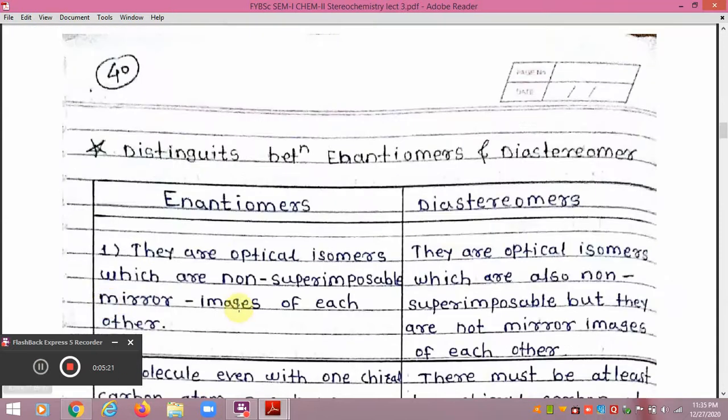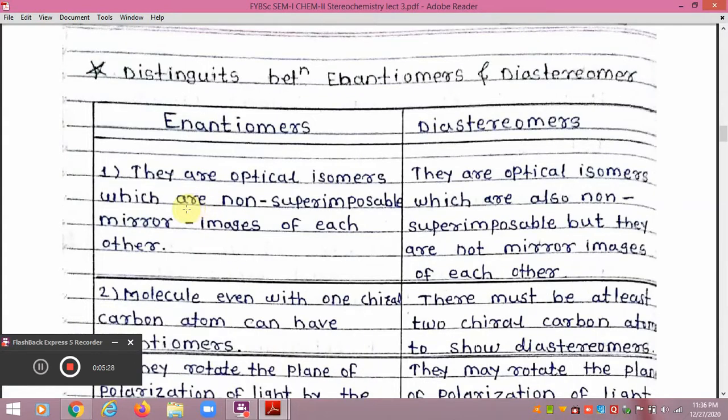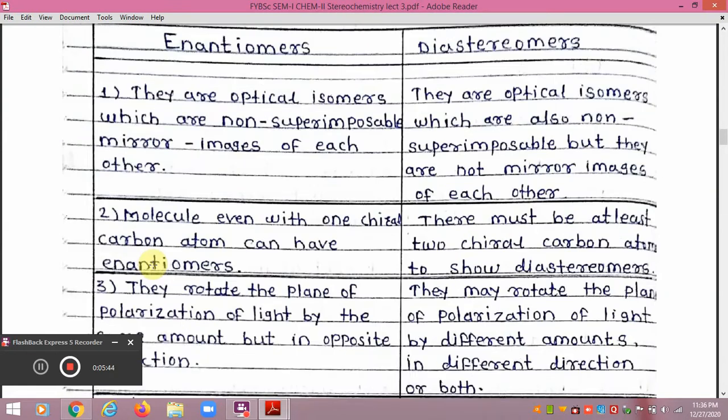If we try to distinguish between enantiomers and diastereomers, it is very simple. Enantiomers are optical isomers which are non-superimposable mirror images of each other, while diastereomers are optical isomers which are also non-superimposable, but they are not mirror images of each other. Again, a molecule with even one chiral carbon atom can have enantiomers, but to show diastereomers it must have at least two asymmetric carbon atoms.